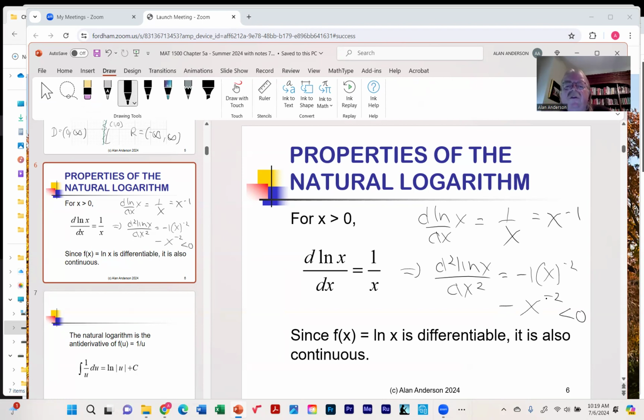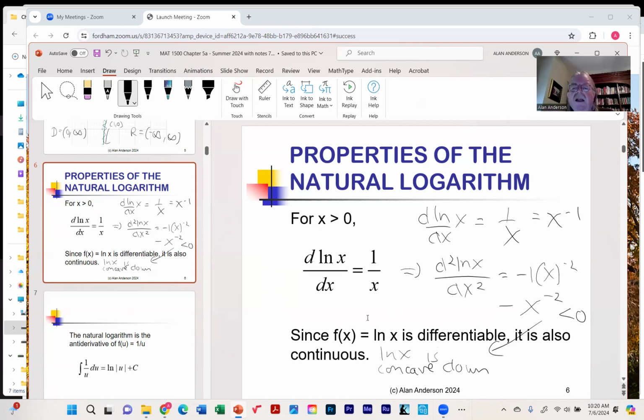Okay, so the first derivative of the log of x is 1 over x. The second derivative is obtained by reapplying the power rule to that 1 over x. And so you can see the second derivative is guaranteed to be negative. And so that implies that the function is concave down throughout the entire function.